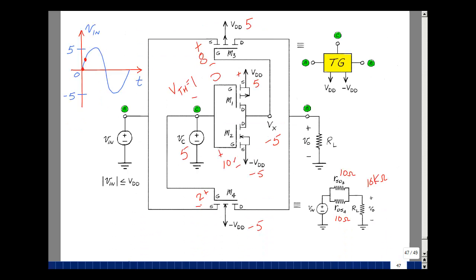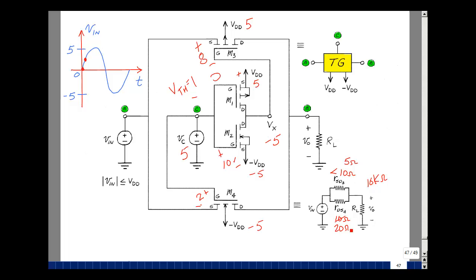For my P-channel device, I now have a source to gate that's greater than it was before, so now the resistance here is going to go down. So it's something less than 10 ohms. I don't know, maybe say it's 5 ohms. And the value of the gate to source here went down, so the resistance is going to go up. So it's now going to be greater than 10 ohms. I don't know, maybe say it's 20 ohms.